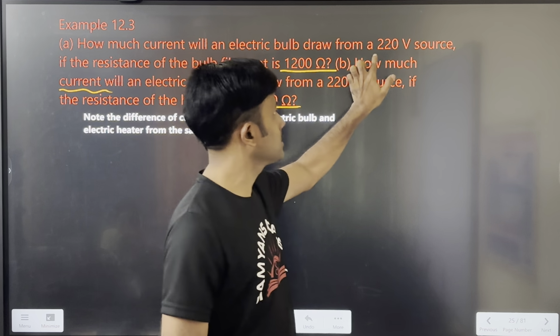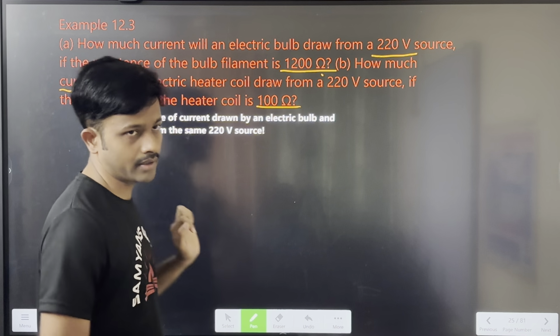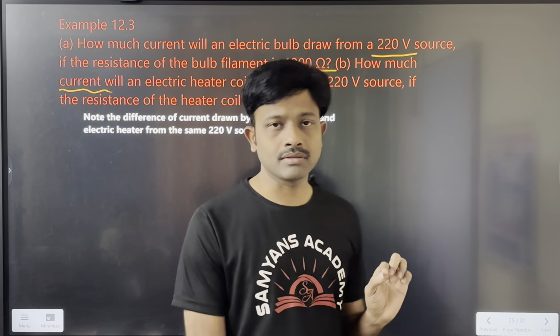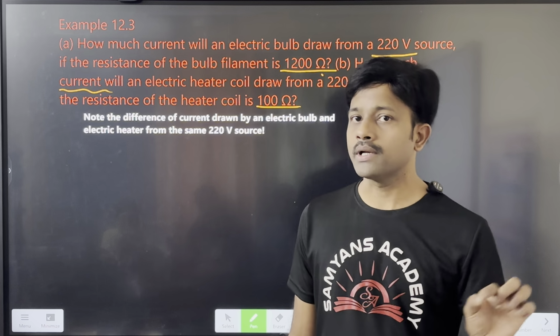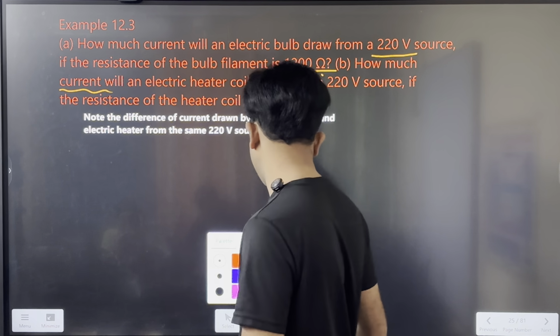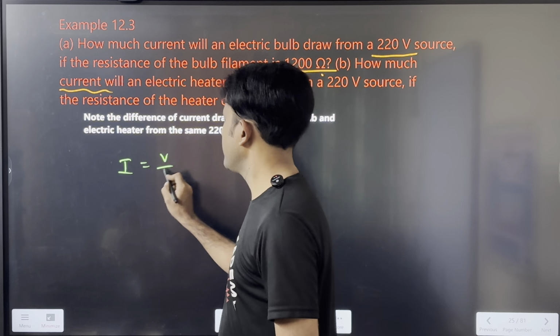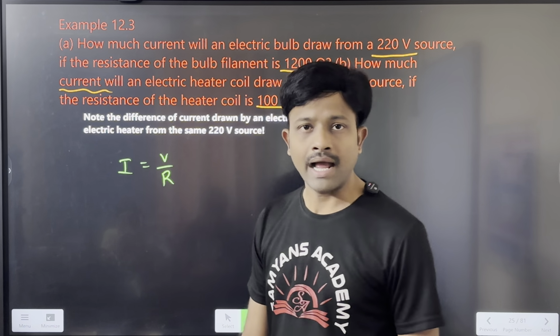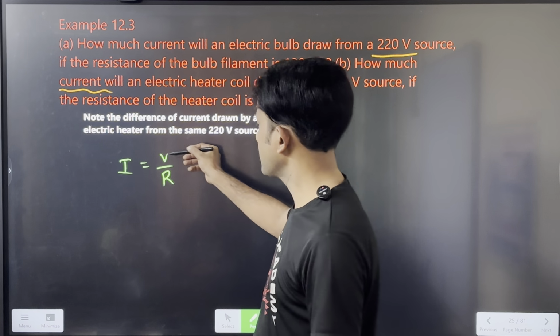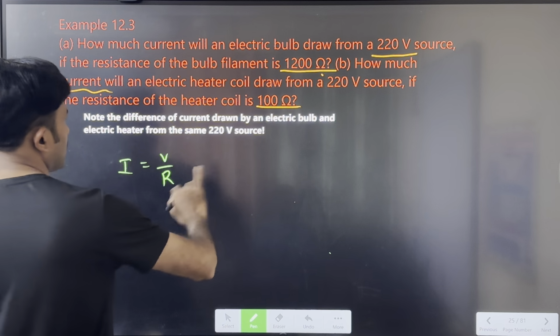Here we have the voltage, right? Resistance is there. Then we need to find the current. Which formula gives the relation between the current, voltage, and resistance? That is Ohm's law. The formula is I equal to V by R, where I is the current, V is the voltage, and R is the resistance. Use this formula and find out the current value.